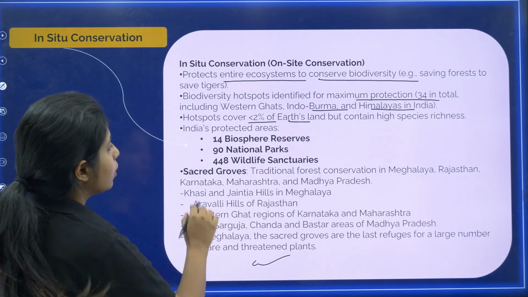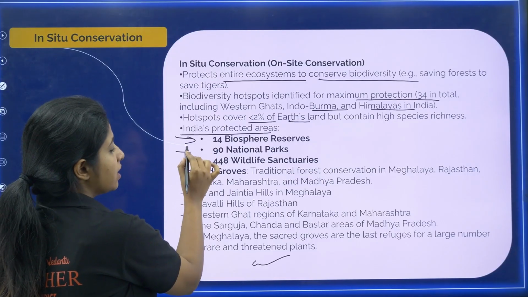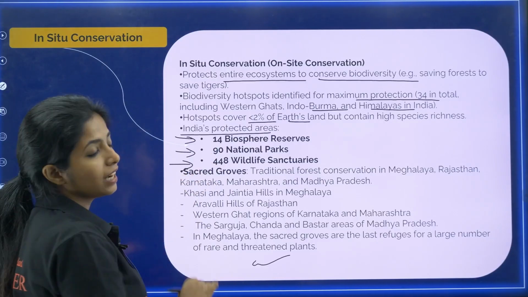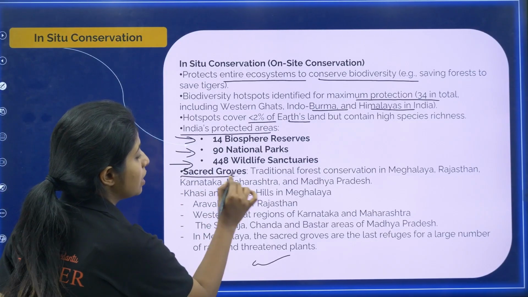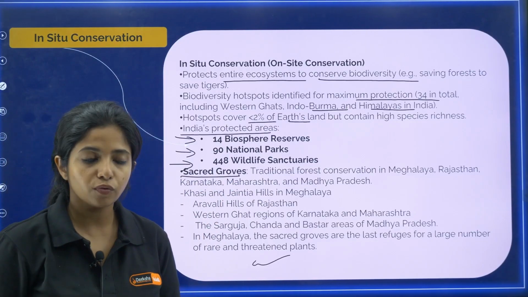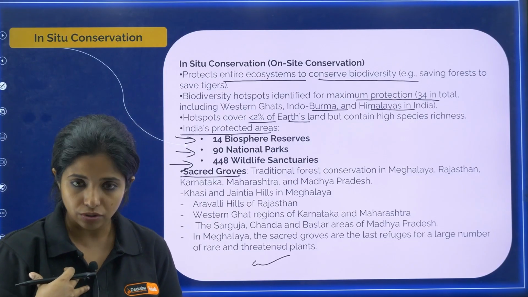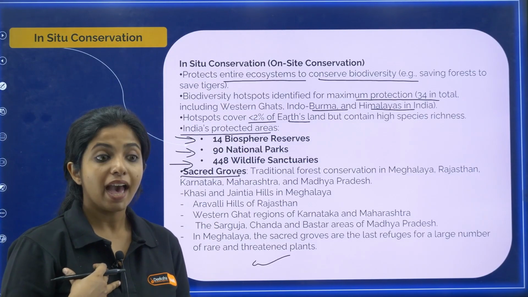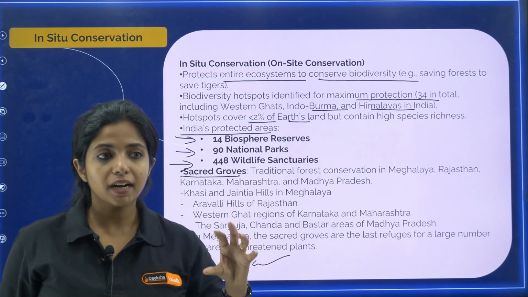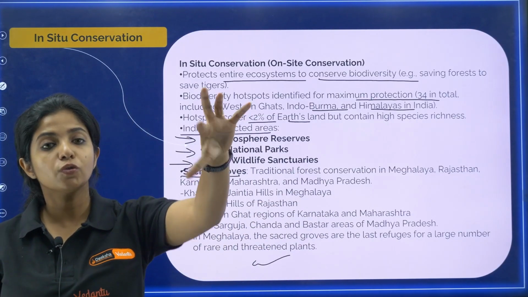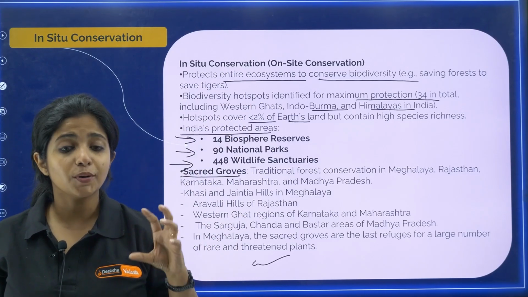Now, if you're talking about India's protected areas, there are 14 biosphere reserves, 90 national parks and 448 wildlife sanctuaries present in India. And apart from that, we also have one thing that is known as sacred groves. What do you mean by sacred groves? For example, I have some emotional connect with that area because of my religious reasons, and hence I decided I should be safeguarding that particular area. When I am deciding that I should be taking care of that area, I am also going to take care of the organisms which are up there. In that way, we are basically saving them.